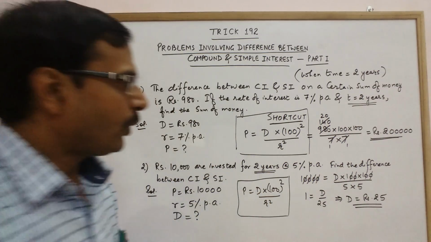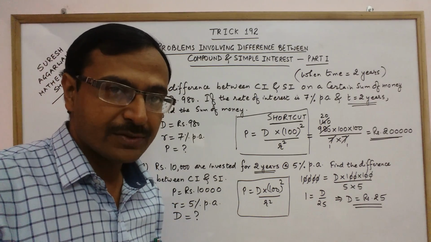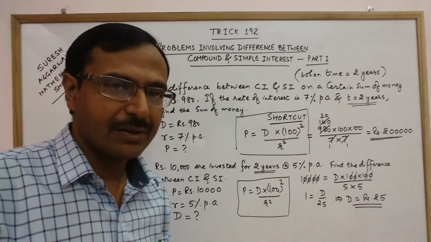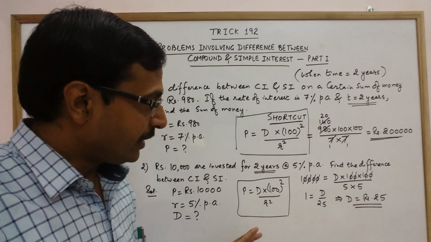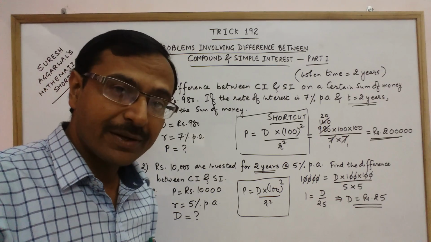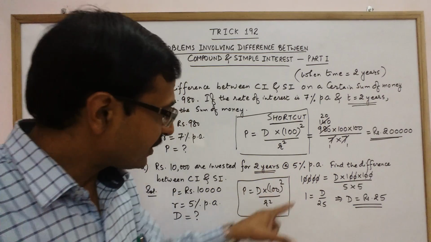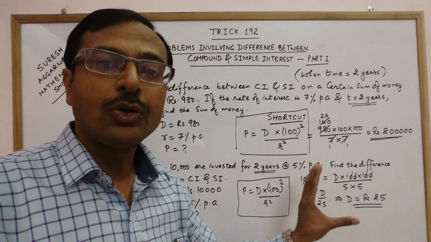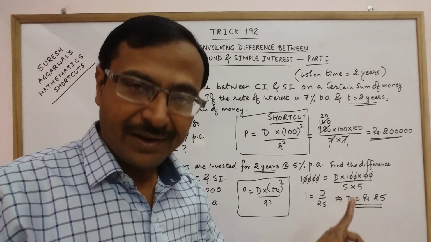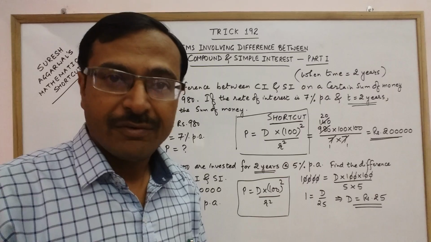If you calculate compound interest separately, then you have to apply lengthy formulas of finding the amount first, that is P into 1 plus R by 100 raised to power 2, and then subtract P from A to get the compound interest, then find the simple interest using PRT by 100, then find the difference. So through this method it takes only 3 seconds to find the difference between CI and SI. Very useful for competitive exams and very time saving method.